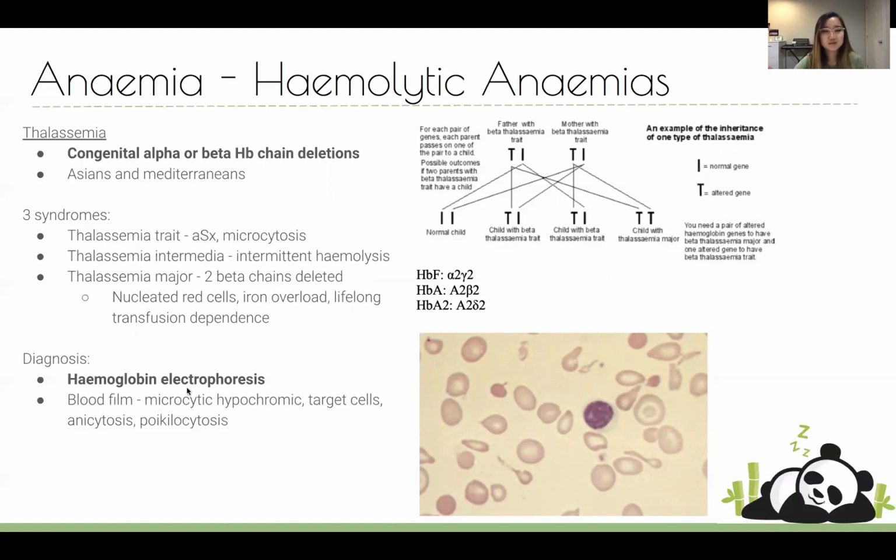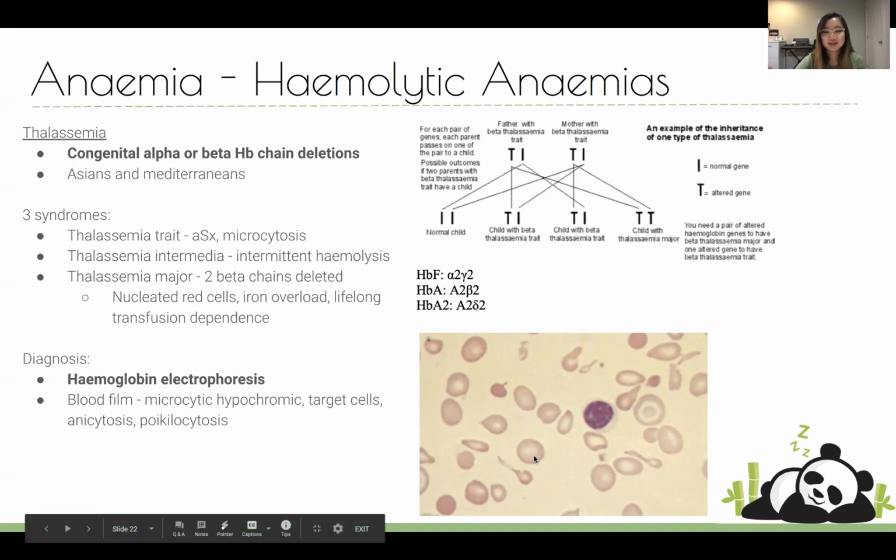Diagnosis is via hemoglobin electrophoresis, so that's a big buzzword, I guess. And on blood film, you see microcytic hyperchromic cells. You can also see target cells and different shapes and colors.